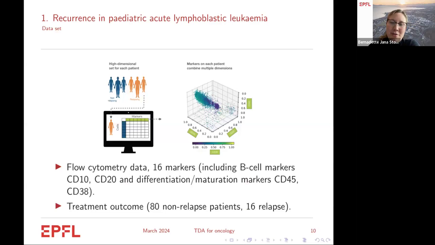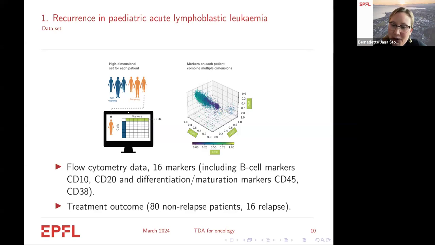So we were incredibly fortunate to be able to work with a quite exceptional data set. So this was a flow cytometry data set which included 16 different markers, including B-cell markers CD10 and CD20. This is important because we're looking at a B-cell subtype of this disease, and differentiation maturation markers CD45 and CD38. And what was exceptional about this data set was that we knew the treatment outcome over time. So we knew that 80 of these patients had not relapsed and 16 had relapsed.